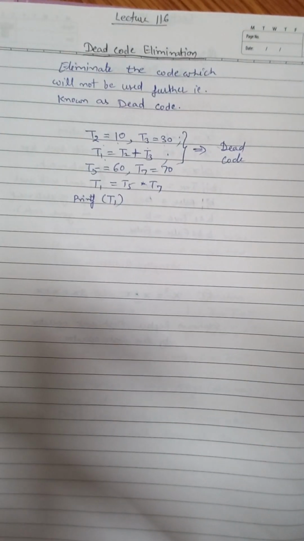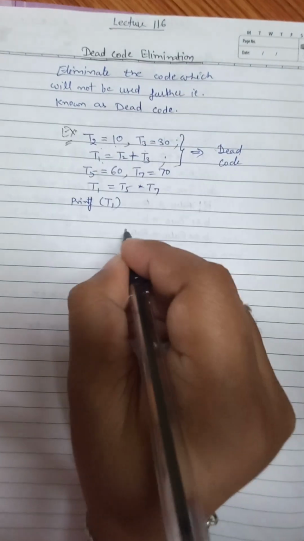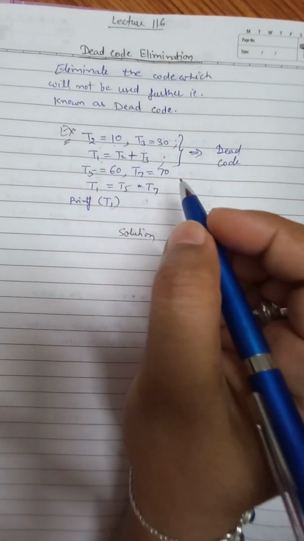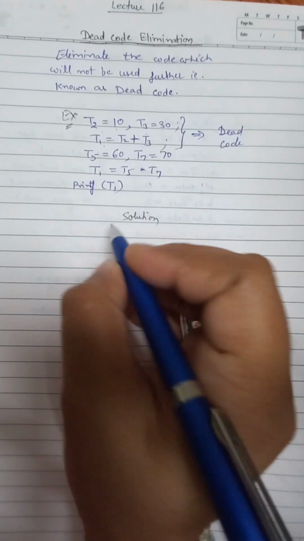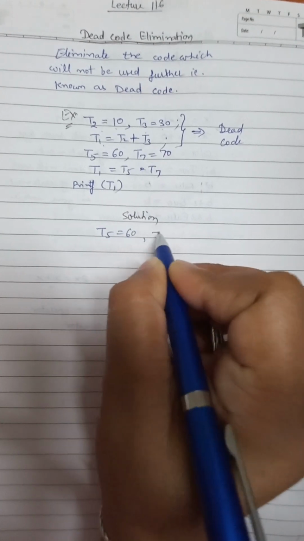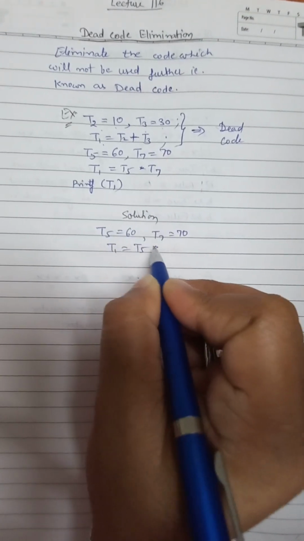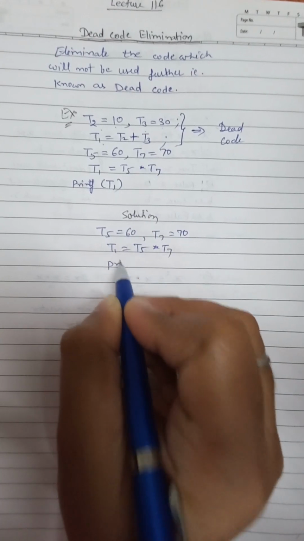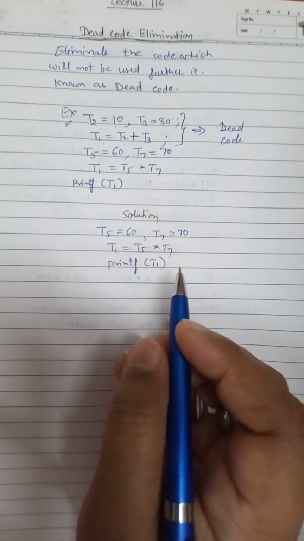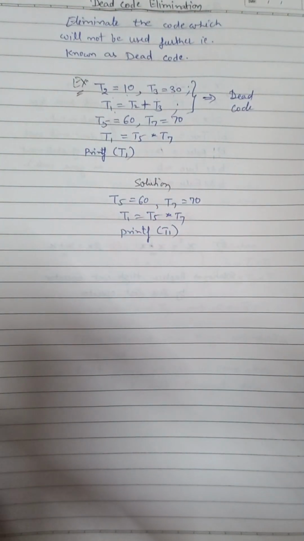So what is the solution for that? This is the problem, or the example. And the solution for this is that we need to eliminate that code. So what will be the final code? Final code will be T5 is equal to 60, T7 is equal to 70, and T1 is equal to T5 into T7, and we are printing printf T1. So this will be the output. This is the solution, and this is the problem where we are having dead code.